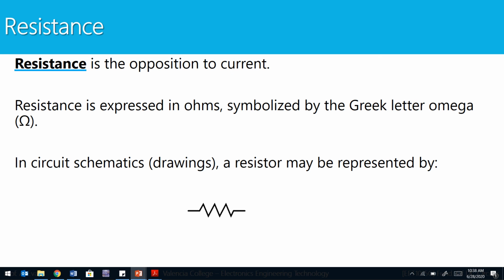Our third concept is resistance, which is the opposition to current. Resistance is expressed in ohms, and it's symbolized by the Greek letter omega. In circuit schematics or circuit drawings, you'll see a resistor being represented by this symbol here on the screen.